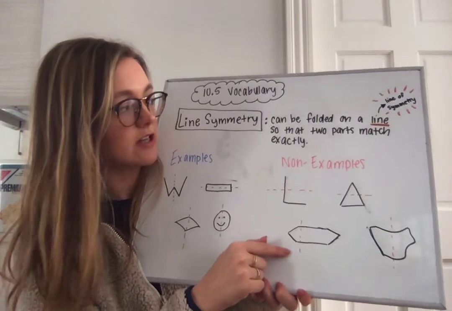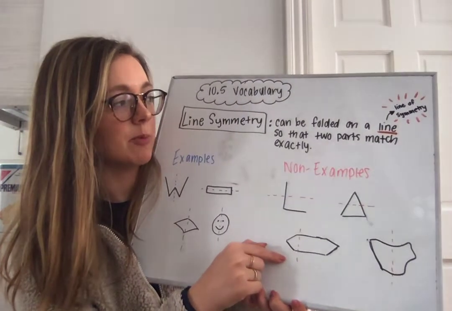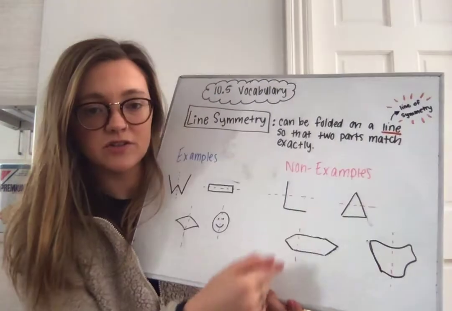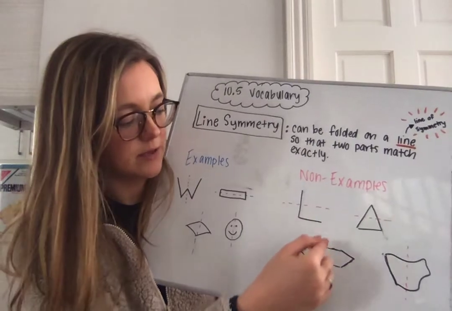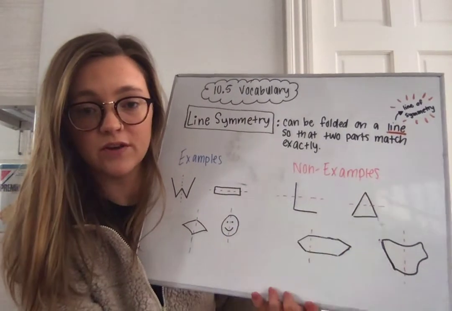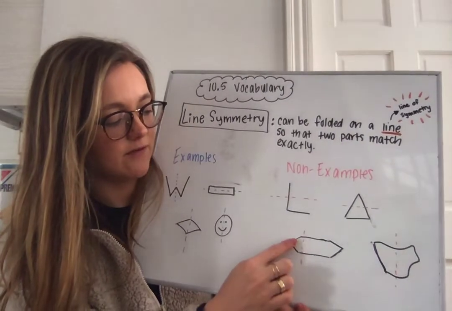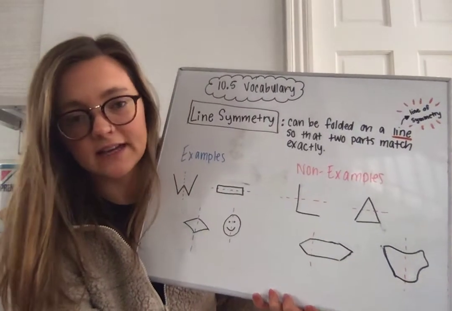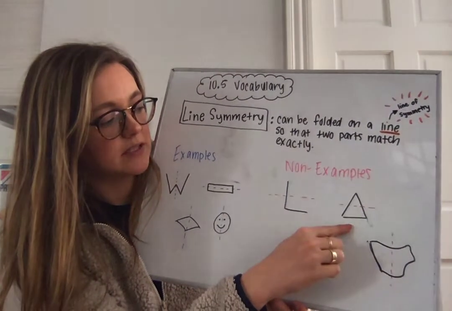This shape here actually does have line symmetry, but the reason it's a non-example is because the line of symmetry that I drew is in the wrong spot. If I had put it somewhere in the middle, we could fold these over and they would look exactly the same. But because it's over here on the side, if I fold that piece over, it's not exactly the same as the other side. The same is true with this triangle.